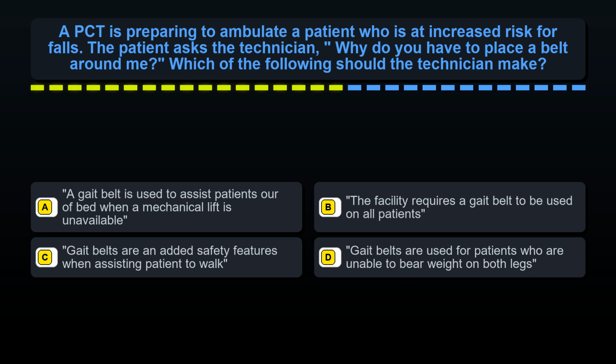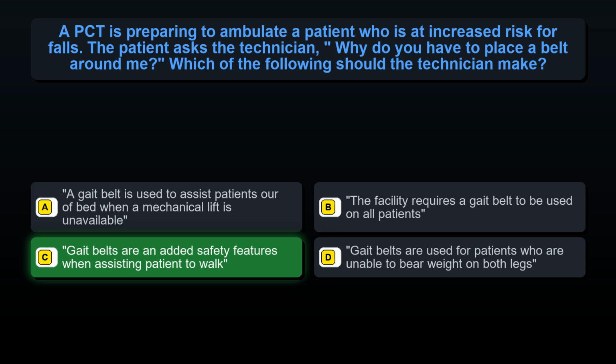Option A, a gait belt is used to assist patients out of bed when a mechanical lift is unavailable. Option B, the facility requires a gait belt to be used on all patients. Option C, gait belts are an added safety feature when assisting patients to walk. Option D, gait belts are used for patients who are unable to bear weight on both legs.